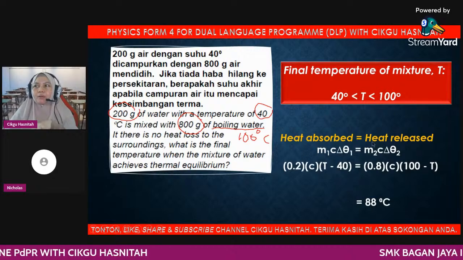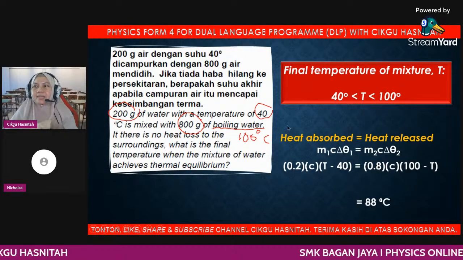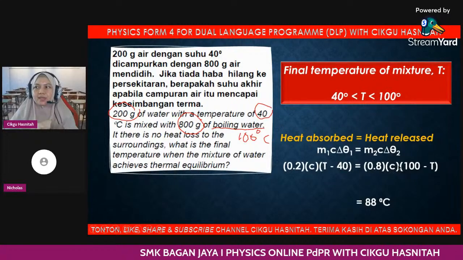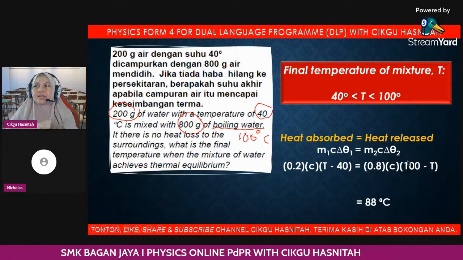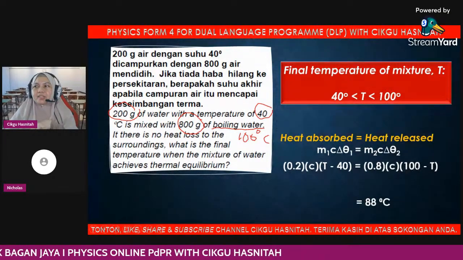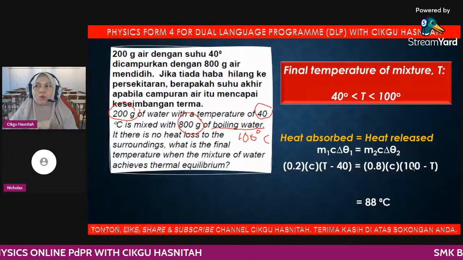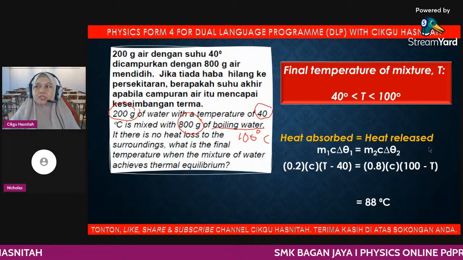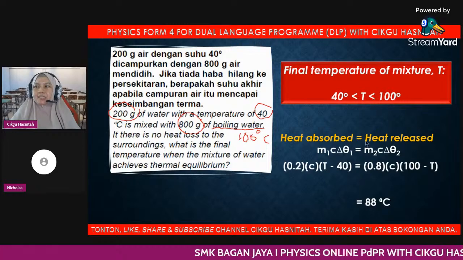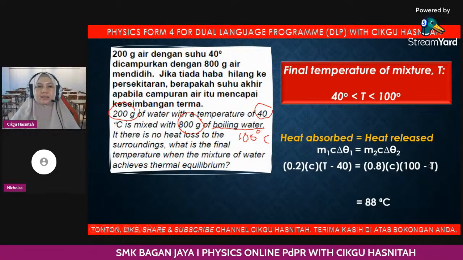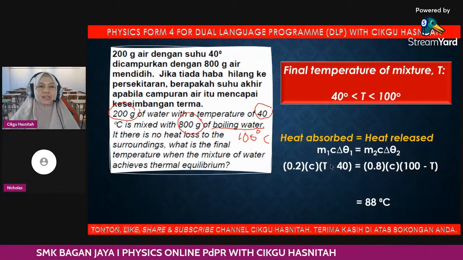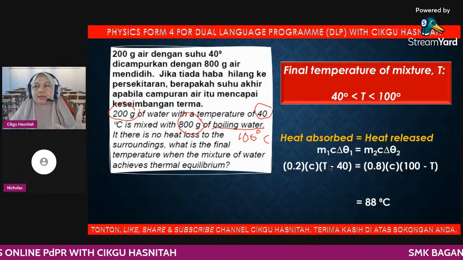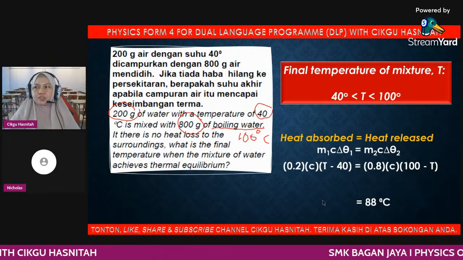Okay. While for the boiled water, the mass is 800 grams, so 0.8 kg. This is the specific heat capacity and temperature change. Initial temperature is 100. So once it releases heat, the final temperature must be lower. So that's why for the temperature change, we place 100 minus T. So we are looking for this T, the final temperature of the mixture, once thermal equilibrium is achieved.